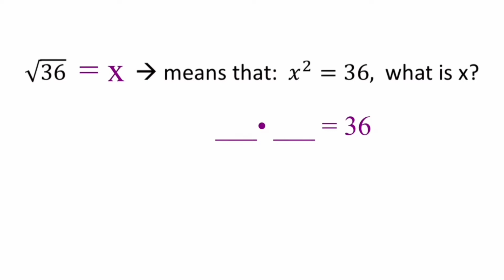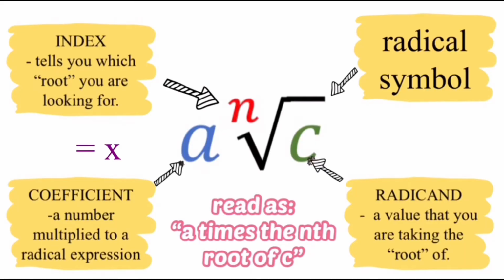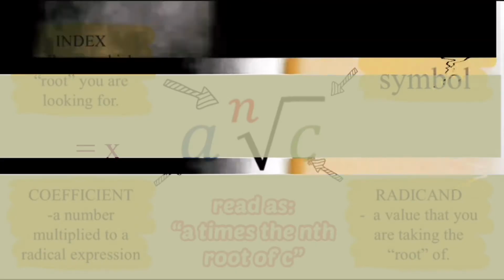Meaning if we have blank times blank equals 36, it should be the same number. So these two numbers would be 6 times 6. So 6 times 6 is 36, and we can rewrite this as 6 squared equals 36. This tells us that our x is 6. So this square root of 36 will equal 6. That's how we evaluate a radical expression. So these are the parts and definition of radical expressions.